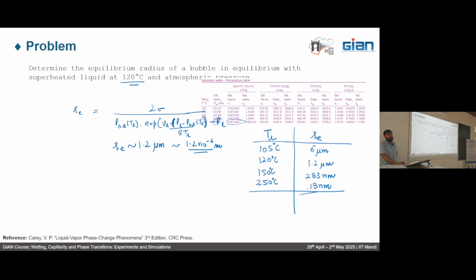So this is what the equilibrium radius of the vapor bubbles would be if that bubble is formed homogeneously inside a metastable liquid. These are just numbers so that you can see that as we increase the temperature, the radius is reducing at a very fast rate, right?